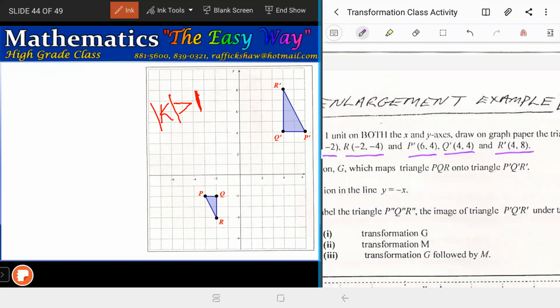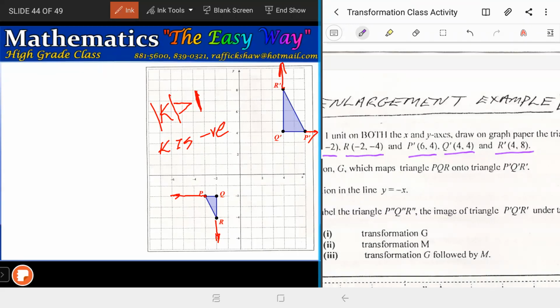The next thing we look at, the points are in the opposite direction. So look at it. On this one, the R is pointing down, but the R prime is pointing up. The P is pointing to the left. The P prime is pointing to the right. So they are pointing in opposite directions. So we know right away that the scale factor is negative. So we know that the K is negative.